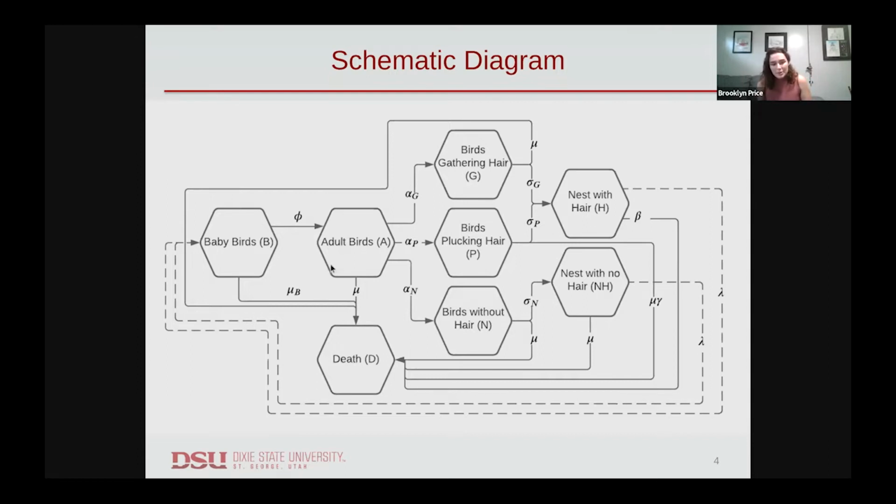From there, they can go into one of three categories. They can either become a bird that gathers hair for their nest, a bird that plucks hair for their nest, or a bird that doesn't have hair in their nest. It takes some time for them to build their nest, but once their nest is built, they will move into the final categories as a bird with hair in the nest or a bird with no hair in their nest. Then they'll lay eggs, and they'll contribute to the baby bird population. That's the general flow of our model.